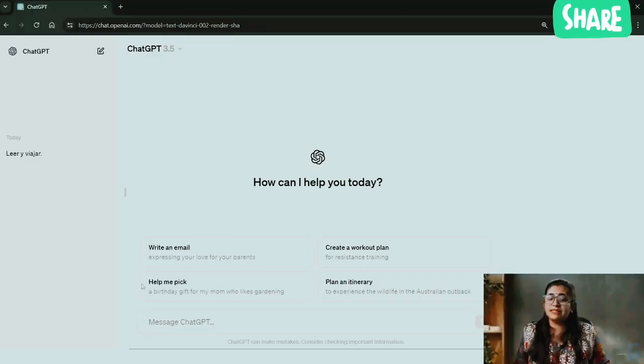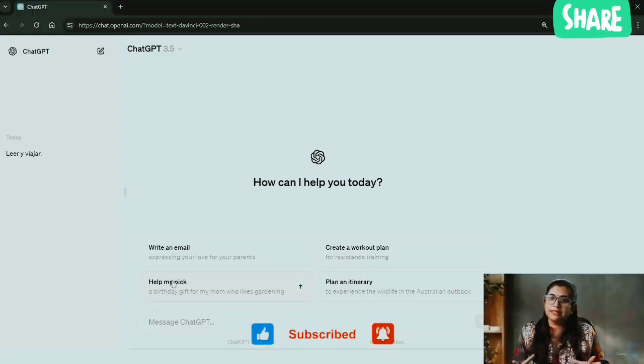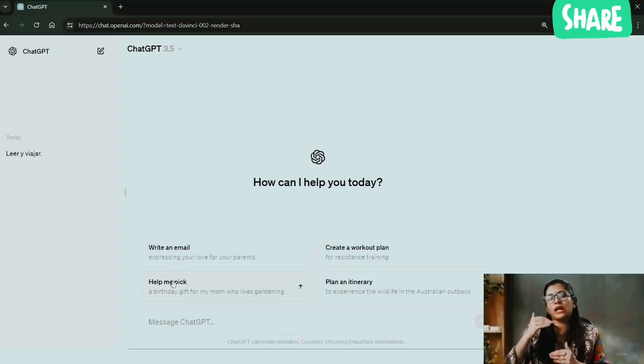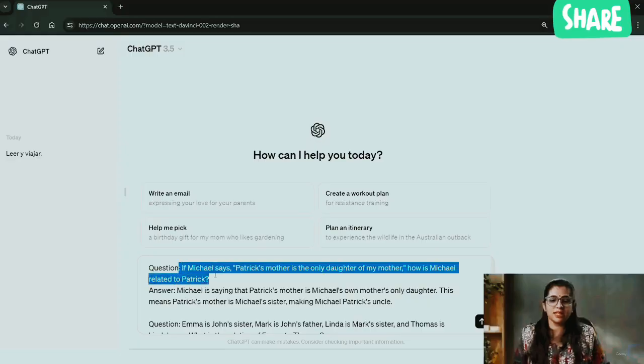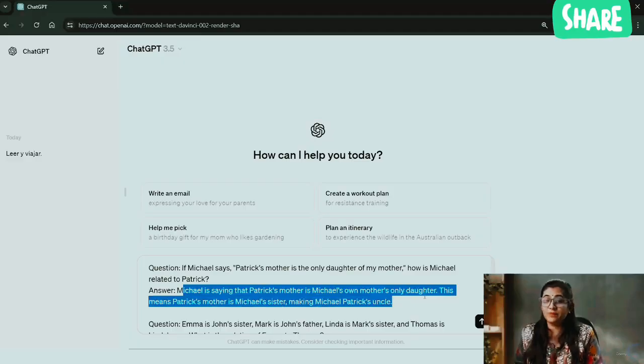Now, let's see chain of thought. Chain of thought is said to be logical. It works on logical bits, right? Here in this prompt example, we have designed a few questions and answers on blood relation. The first question is, if Michael says, Patrick's mother is the only daughter of my mother, how is Michael related to Patrick? The answer is, Michael is saying that Patrick's mother is Michael's own mother's only daughter. This means Patrick's mother is Michael's sister, making Michael Patrick's uncle.